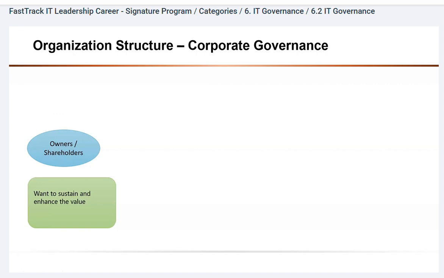When you look at an organization's structure, the shareholders, the owners of the company, have the main interest in sustaining the value of the company and even enhancing it, so they can get the benefit for the investments they made. So that is their interest.